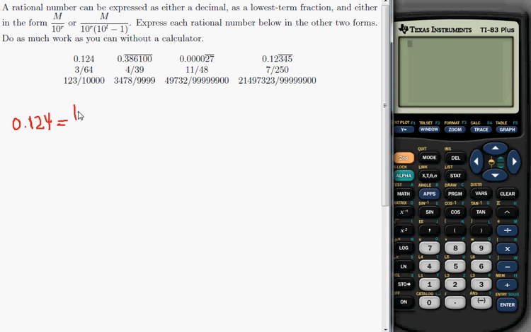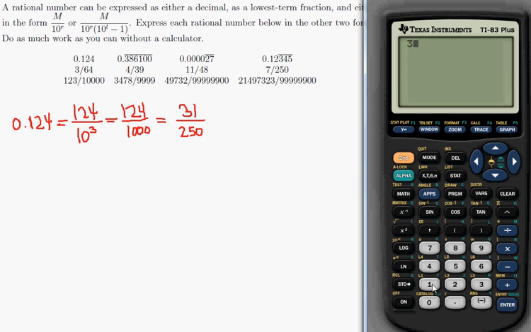Clearly this is equal to 124 over 10 to the third, or 124 divided by 1,000. And then it is just a matter of canceling to get this down to lowest terms. In our case, the top and bottom are both divisible by 4, and so I would get 31 over 250. And that would be the answer. And let's just double check that over here. So 31 divided by 250 is indeed 0.124, and we know already that 124 divided by 1,000 is also 0.124.